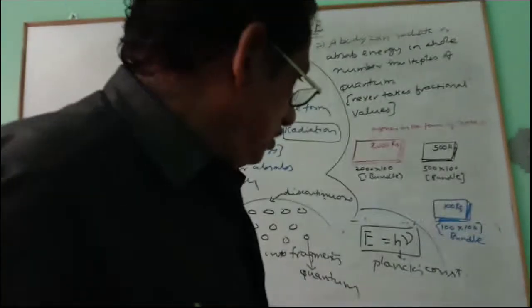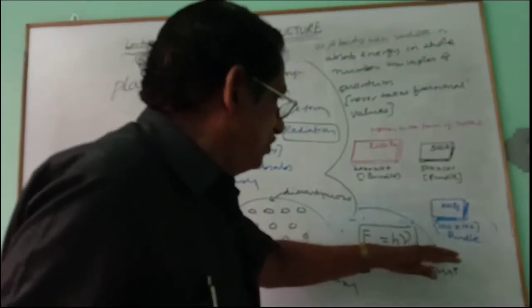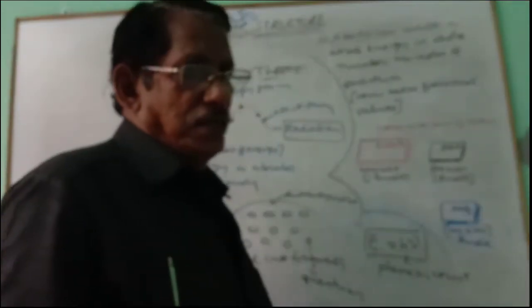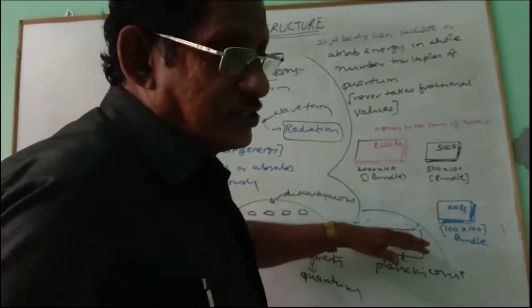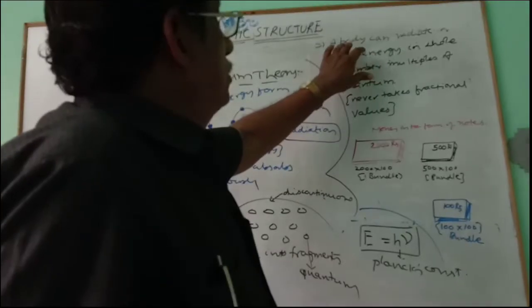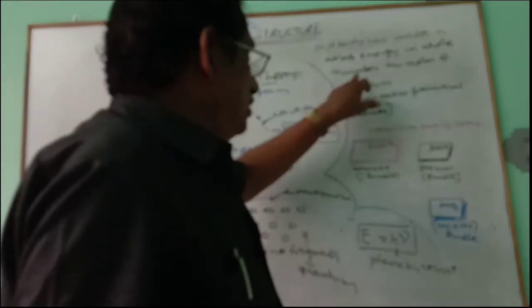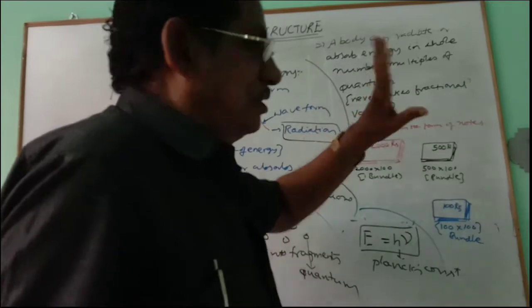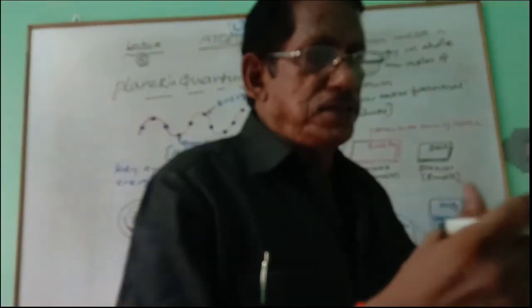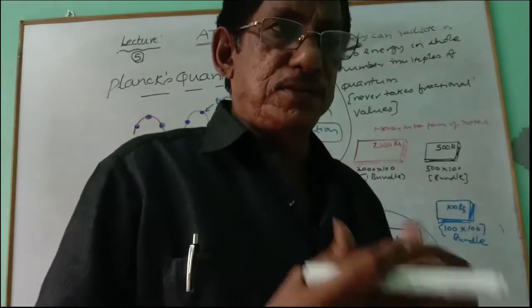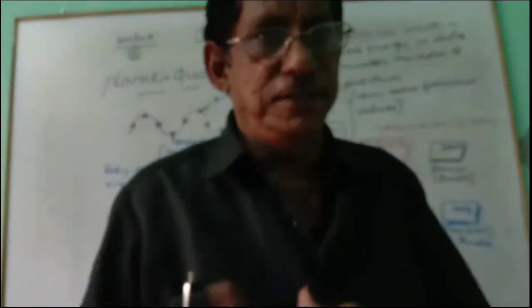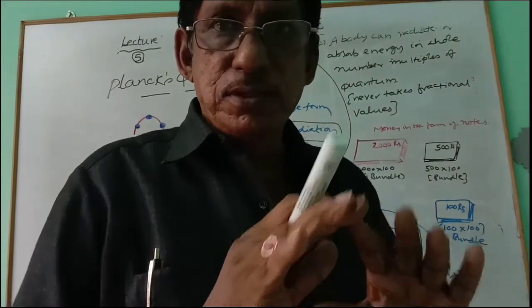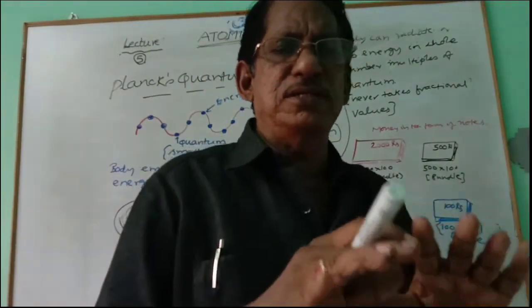Second important point, already we discussed E is equal to h nu, where nu is the frequency of radiation, h is the Planck's constant. We can write the values of constant h, already we discussed in the characteristics. And here, a body can radiate or absorb energy in the whole multiples of quantum. Whenever the body is emitting or absorbing radiation, it will absorb one quantum, or two quanta, or three quanta, or n quanta. Never will it take fractional values. Quantum can never take fractional values.